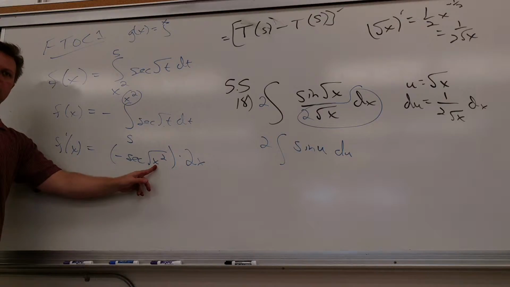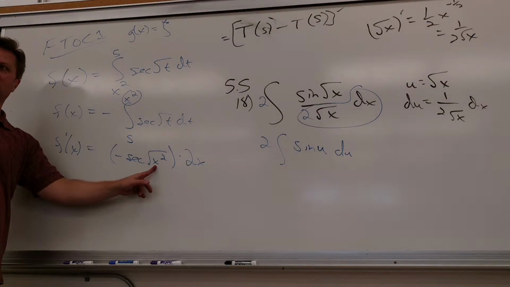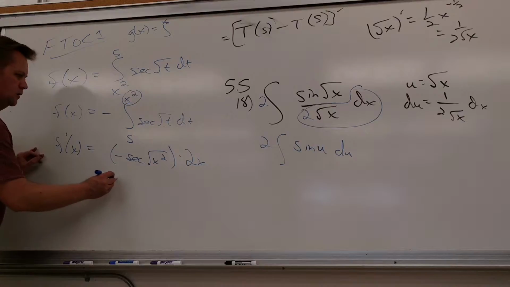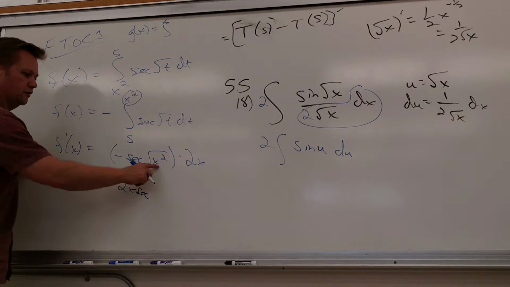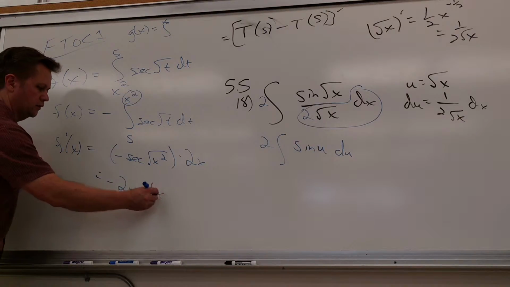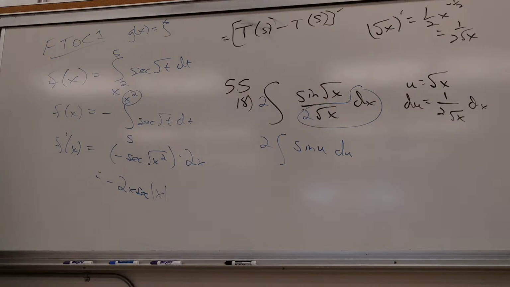Now some of you guys might be tempted to do something with this. You just got to be careful if you want to. This would be negative 2x secant of absolute value of x. Square root of x squared is not x, because x could be negative. So I've got to force it to be positive if you want to replace it.